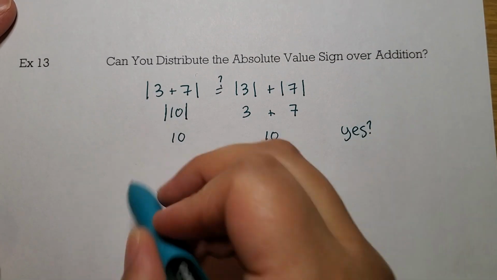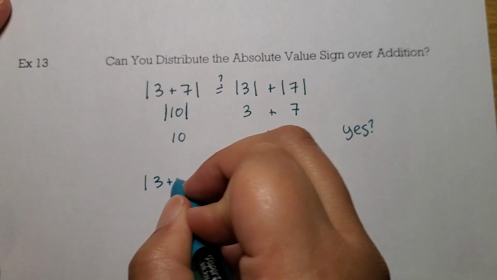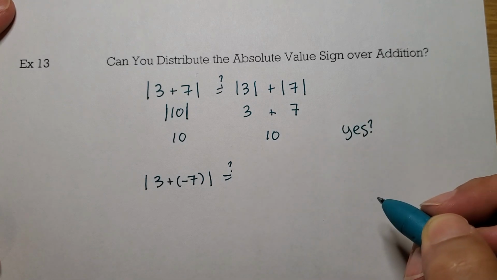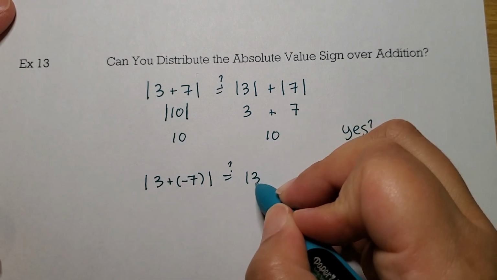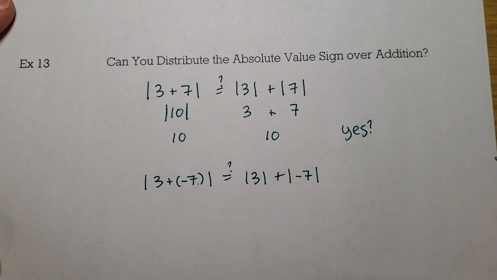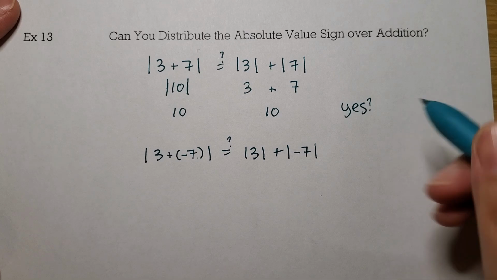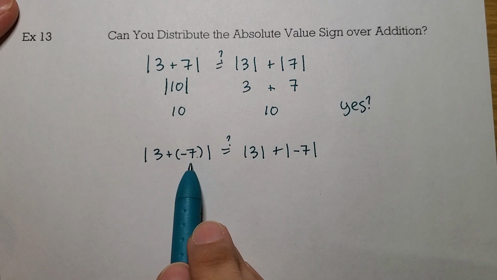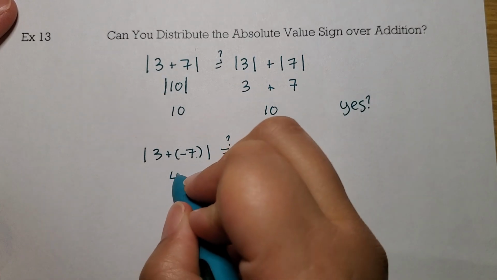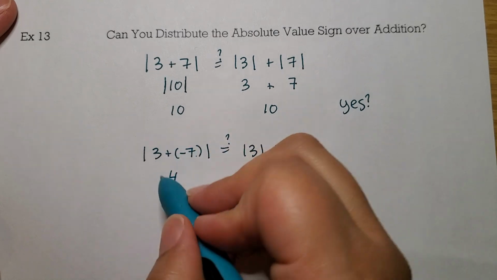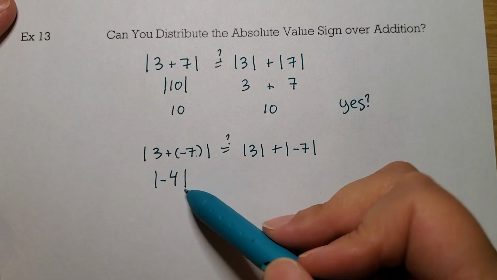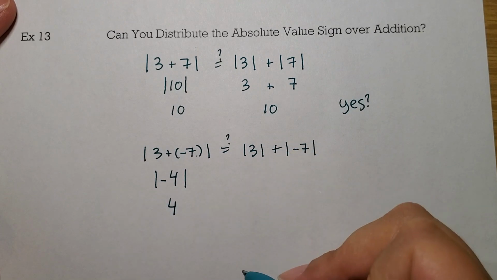So let's try that. Let's say we have the absolute value of 3 plus a negative 7. Can we distribute now? Will this be the absolute value of 3 plus the absolute value of negative 7? Well, let's find out. A positive 3 plus a negative 7, the signs are different, so we'll subtract. 7 minus 3 is 4. And the 7 is negative, so we get a negative 4. Now, the absolute value of negative 4 is a positive 4.